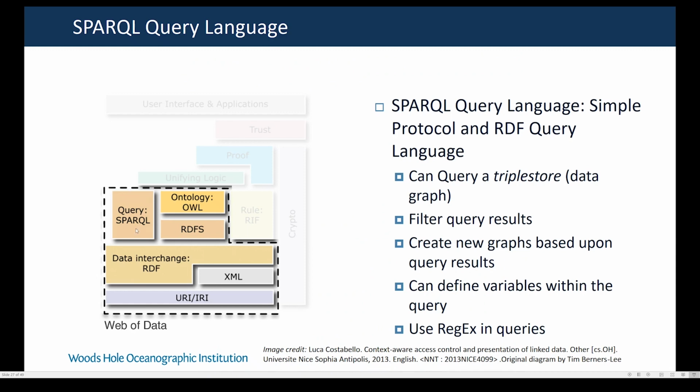Finally, we have the SPARQL query language, or the simple protocol and RDF query language, that is used to query a triple store, or basically used to query that data graph of an ontology or knowledge graph. SPARQL is a powerful query language. You can filter query results with it. You can create new graphs based upon your query results. You can define variables within the query like you would with relational database query languages like SQL. And you can also use regular expressions in the queries.